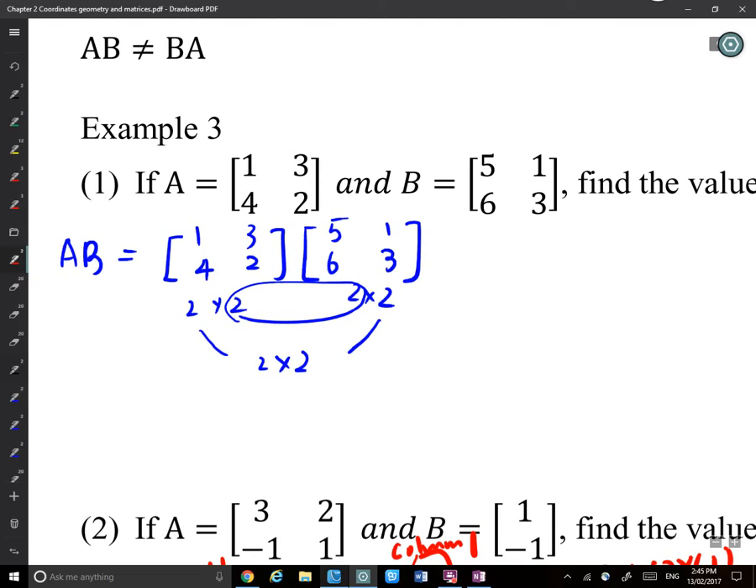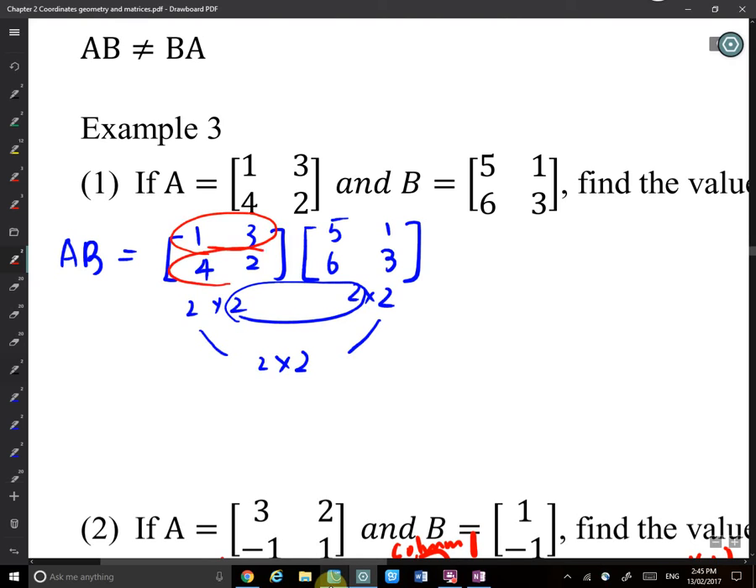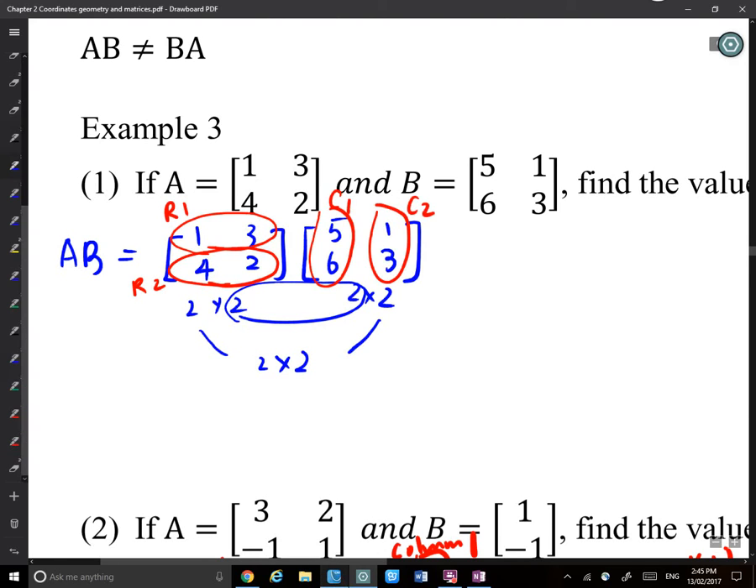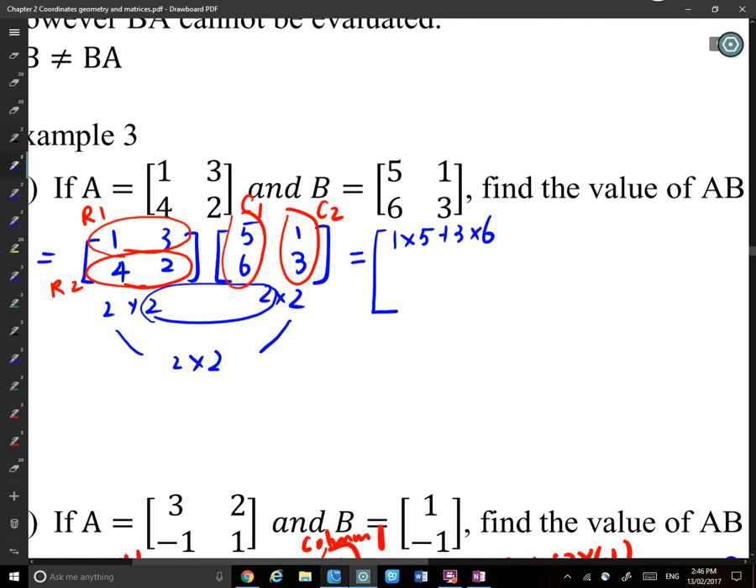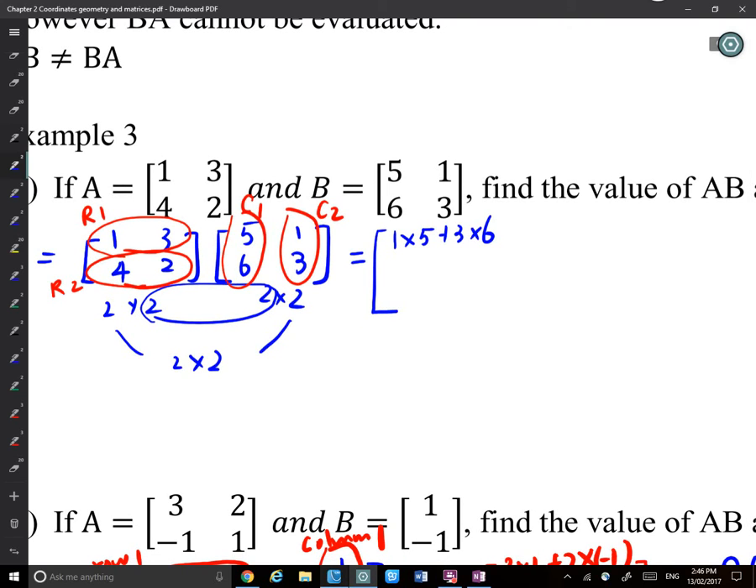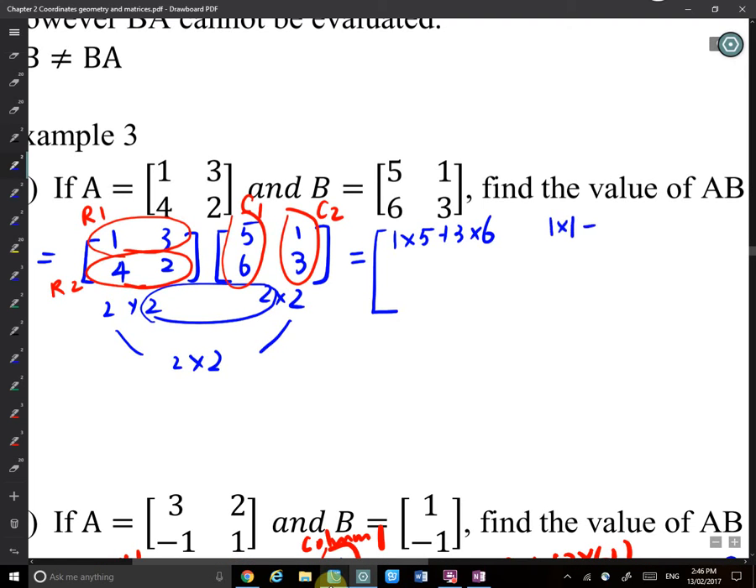So how can we do that? We'll use the first matrix's row and the second matrix's column. This is row 1, this is row 2. This is column 1, this is column 2. I'll use row 1 times column 1, so I have row 1, column 1: 1 times 5, the first number times the first number, plus the second number times the second number. Then I will use row 1 times column 2, resulting in row 1, column 2.